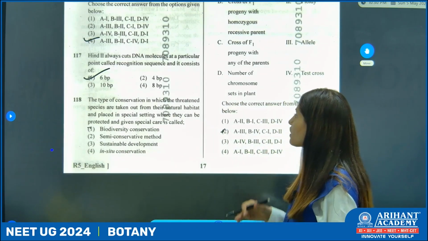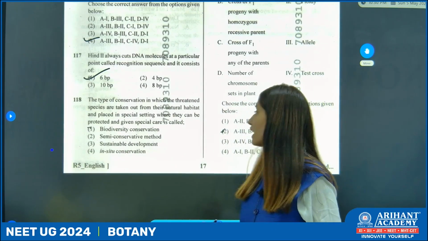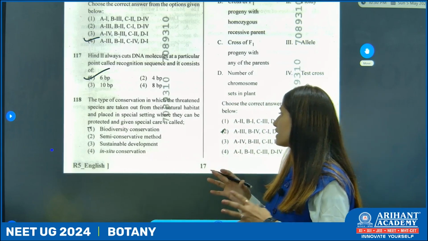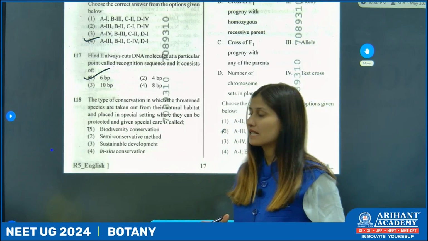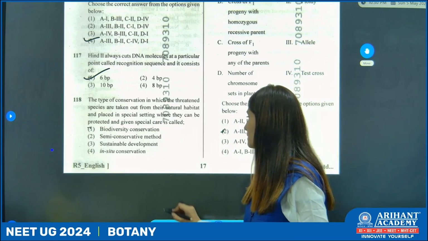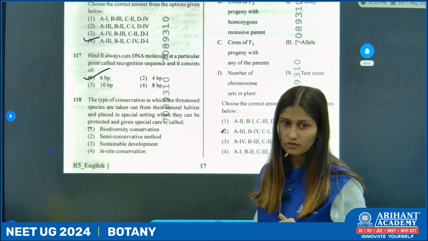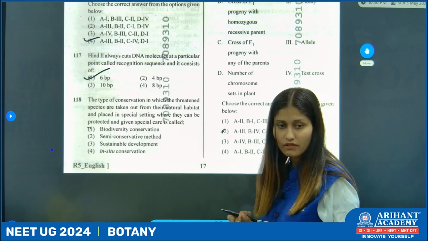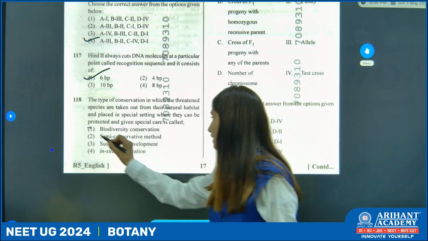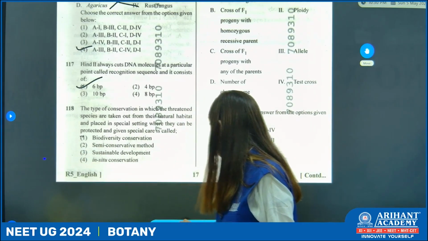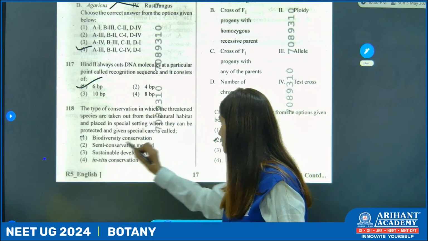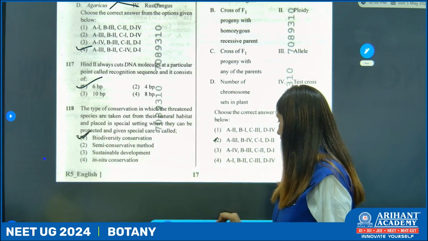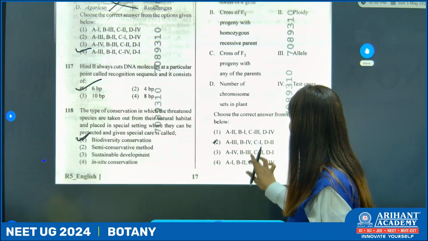Okay. The type of conservation in which the threatened species are taken out from their natural habitat and placed in a special setting where they can be protected and given special care is called as ex situ conservation, isn't it? But in the given options, we are not finding any ex situ conservation option. So here we would go with biodiversity conservation. This option is more correct for the given options, but it should be ex situ conservation. Okay, let's see the next question.